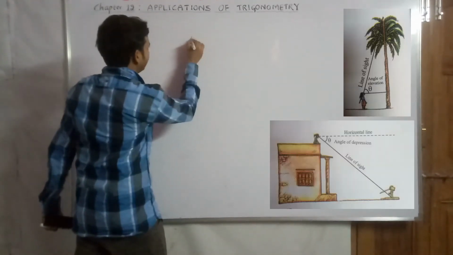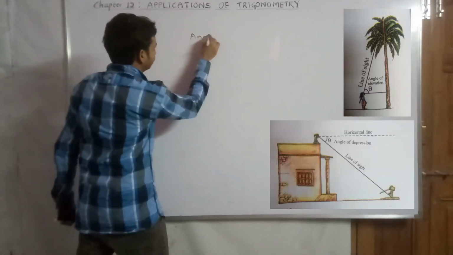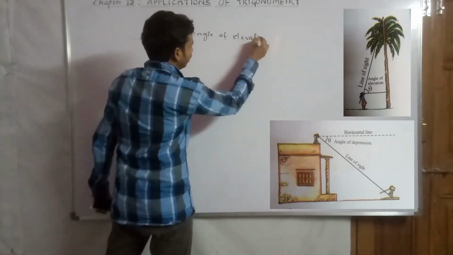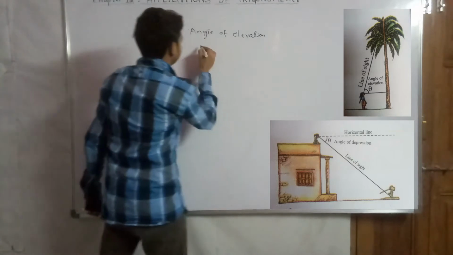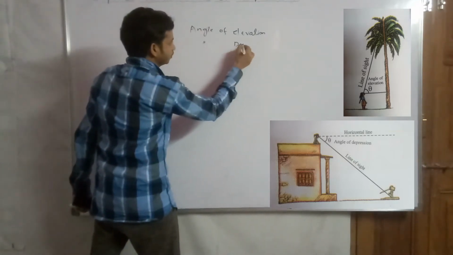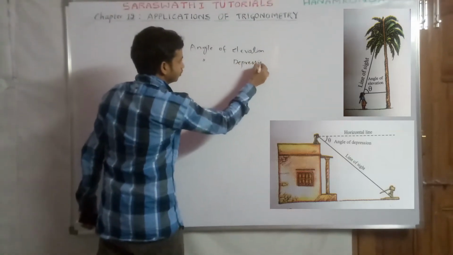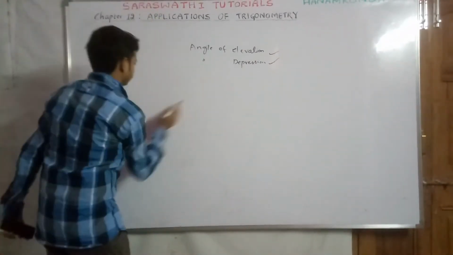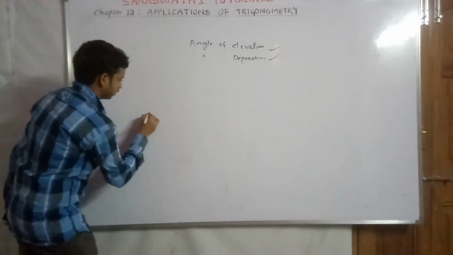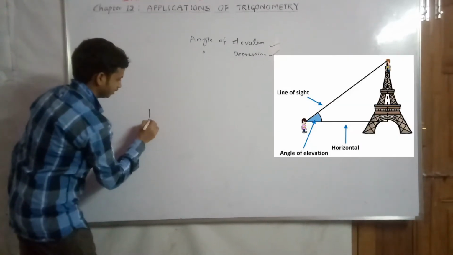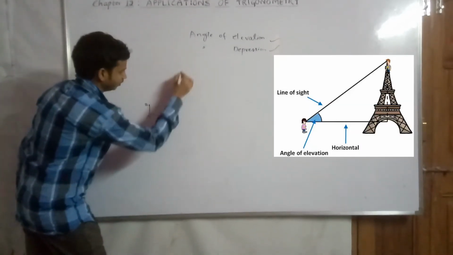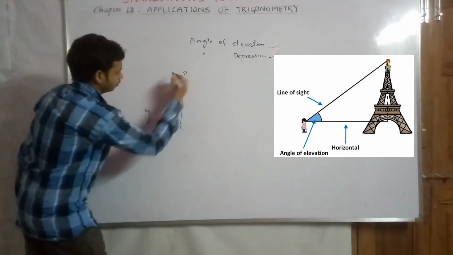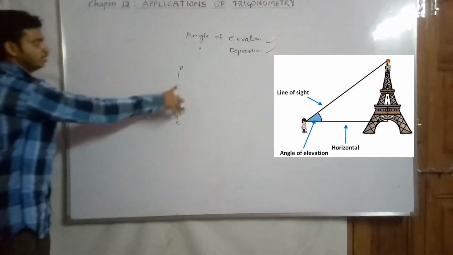Angle of elevation and angle of depression. Let us discuss these two basic concepts. Let a person standing on the floor be watching a tower. Let AB be the person and CD be the tower.